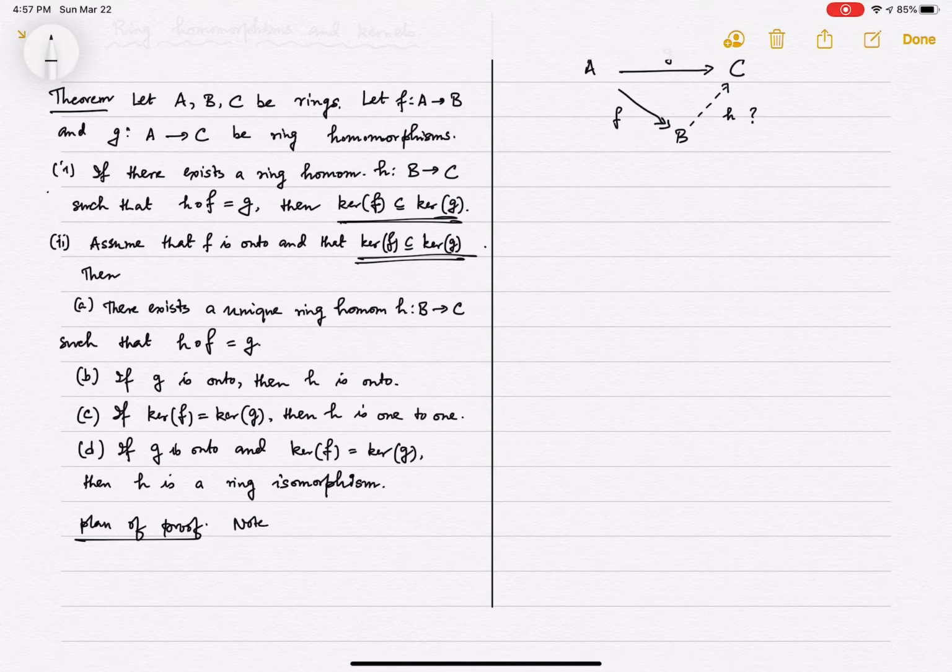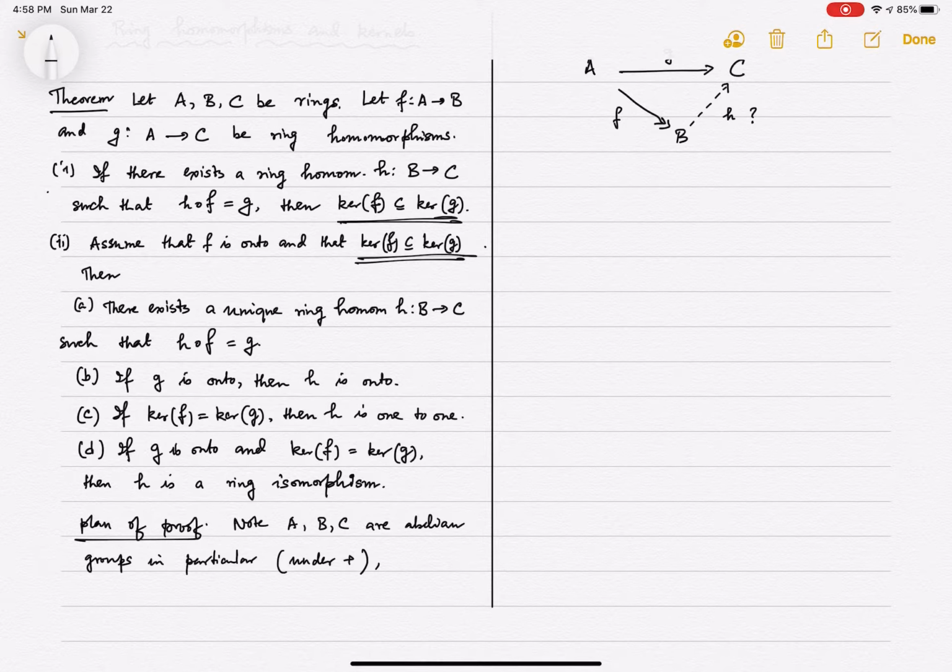Note A, B, C are abelian groups in particular, under the plus operation. And F and G are group homomorphisms in particular. Being a ring homomorphism is more than being a group homomorphism.